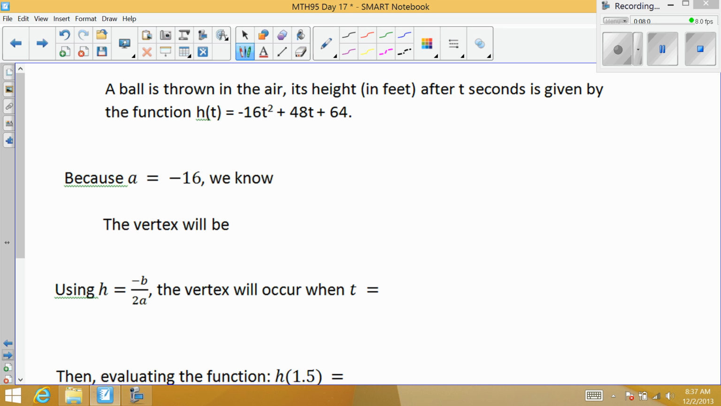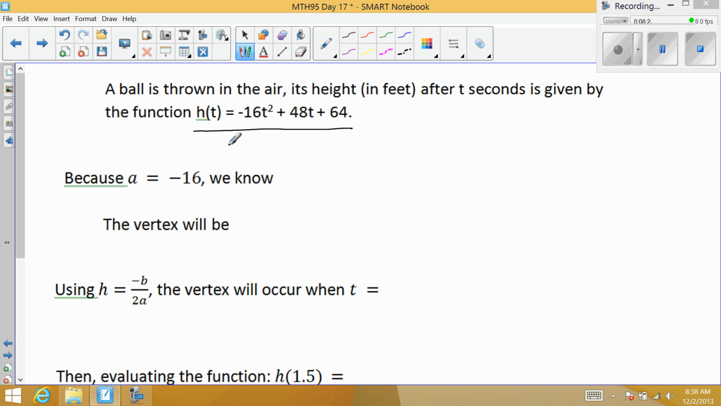Okay, so where we'll usually use this the most is story problems where the numbers aren't as nice for completing the square. So we've got a ball thrown in the air. Again, classic example for a quadratic equation. The height in feet after t seconds is given by this function. So for a given value of t, we can calculate the height of the ball.